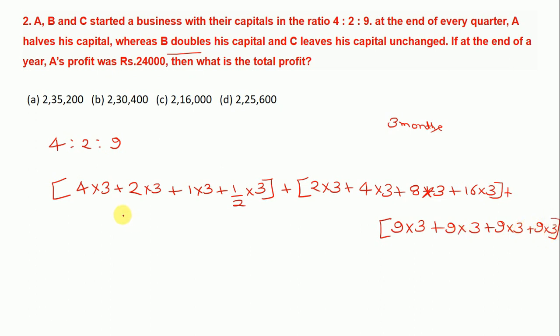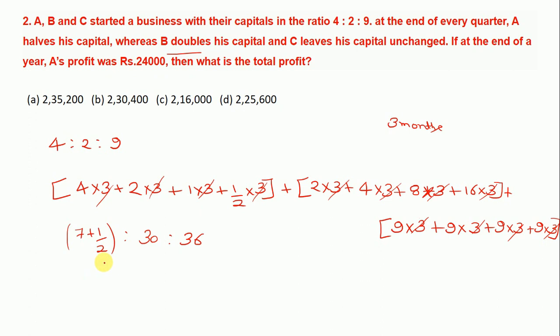We can simply observe that in every term 3 is there, so we can cancel all these 3s, or we can say we are dividing throughout the equation by 3. So what will be left? 4 plus 2 is equal to 6, plus 1 is equal to 7, plus half. So 7 plus half. That is for A. Now for B, 2 plus 4 is equal to 6, plus 8 is equal to 14, plus 16 is equal to 30. Now for C, 9 plus 9 plus 9 plus 9 is equal to 36.